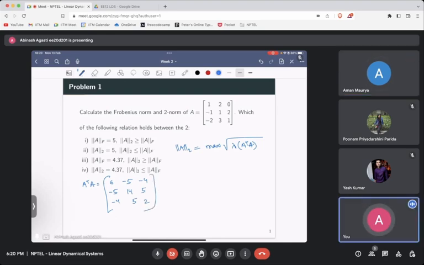Okay, thank you. Then, what were the eigenvalues of this? No problem. You can tell the answer.